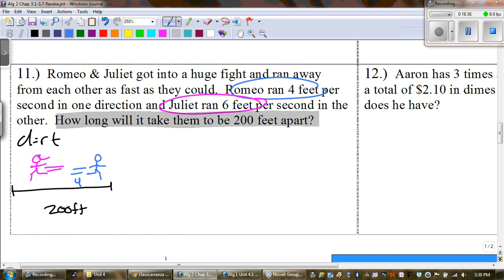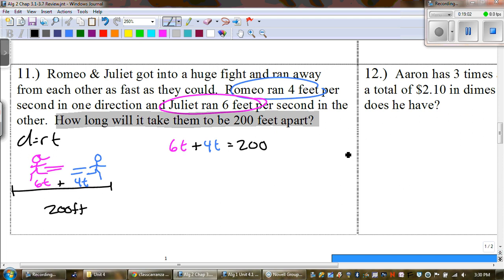Okay, well, we take their speed. Romeo is going 4t and Juliet is running 6t. And we take those two guys and we add them together. So we have Juliet's speed plus Romeo's speed. Do you notice that Juliet runs faster? I wonder if she was in track in high school.